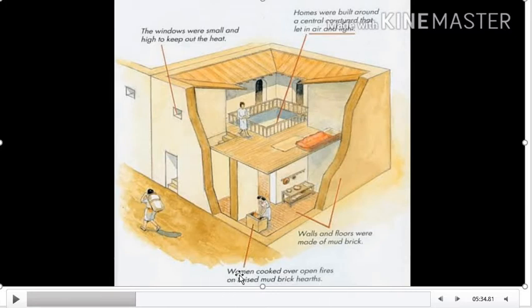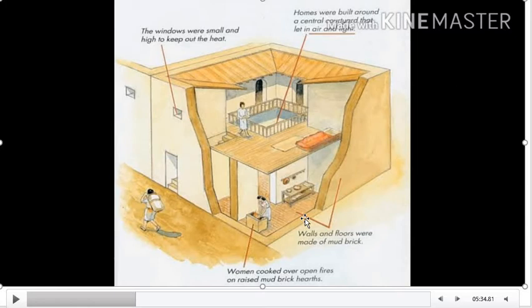You can see this: women cooked over open fires on raised mud, brick hearths. So the humans used to cook their food on a kind of natural stove made with bricks and hay, whatever they got to burn, their woods, their hay, everything they used to generate the fire on which they cooked the food.